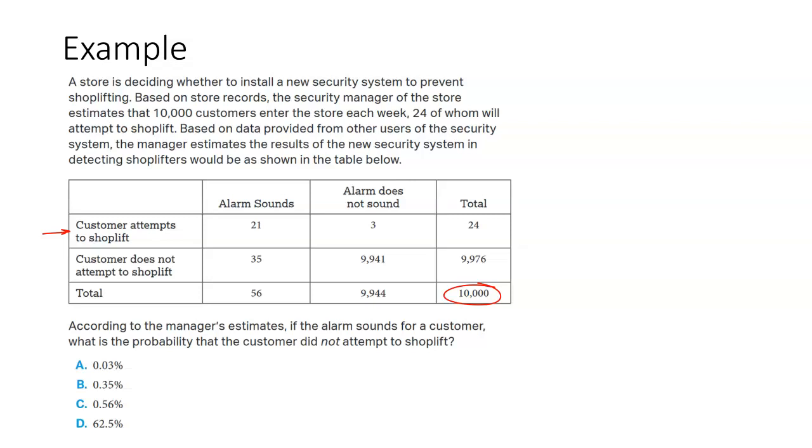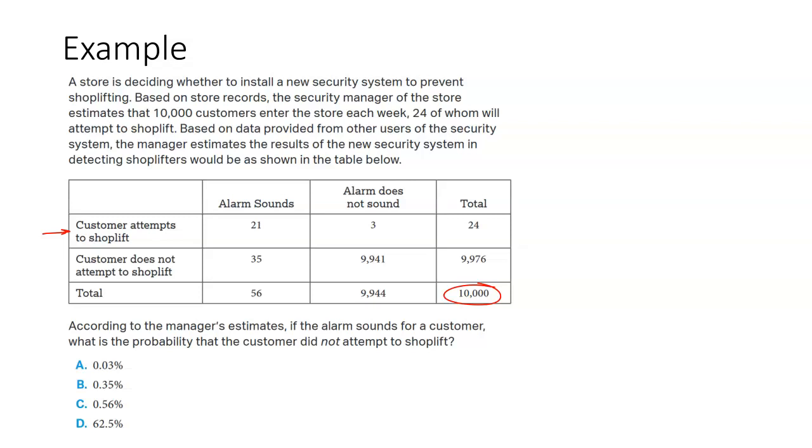Now, of those people, most of them, 9,941, the alarm didn't go off when they left. Normal day. All right? But for 35 of them, the alarm did sound. It was a false alarm. It happens sometimes. You go to Target, buy something, you walk out, the alarm goes off. I swear I didn't steal anything. I promise. Here's my receipt. Okay? It happens. All right?